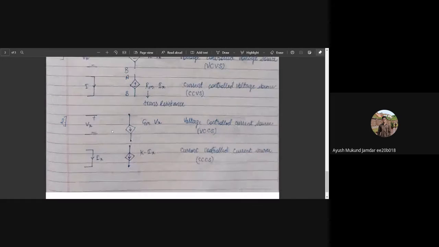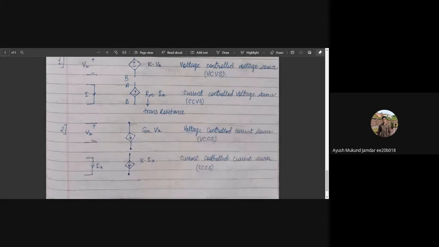That's why they are dependent sources. And again, we have current sources which can be dependent on voltage and current. The first one here is voltage controlled, that is gm times Vx, where gm is transconductance, and the second one being dependent on current, that is the CCCS, and it gives a current K times Ix.